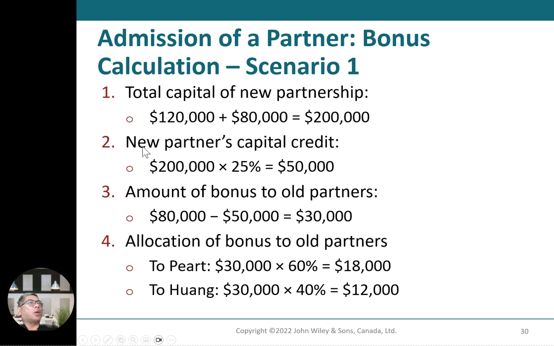And then 200,000. Number 2, 200,000 times 25%, which is 50,000. The amount to allocate to all partners will be 80,000 minus 50,000, so you've got 30,000. The allocation will be 30,000 times 60%, 18,000 to Huang, and 30,000 times 40%, which is 12,000. So this is the logic for the scenario.